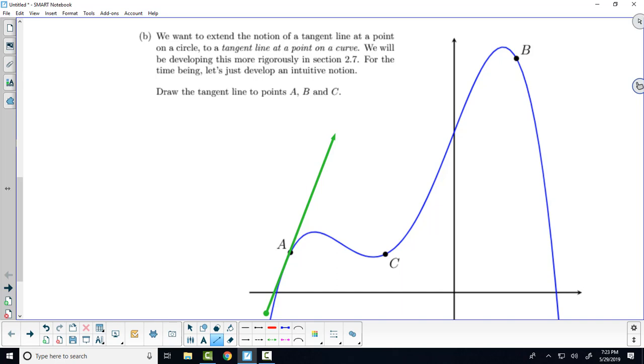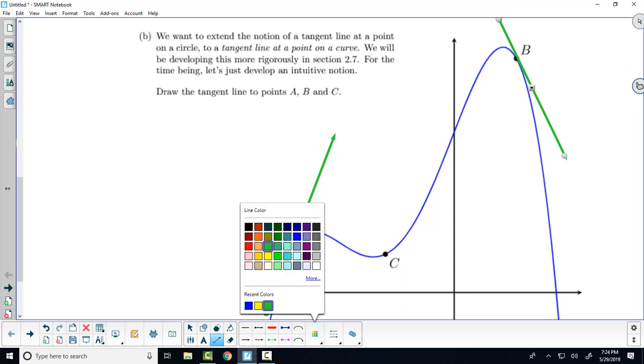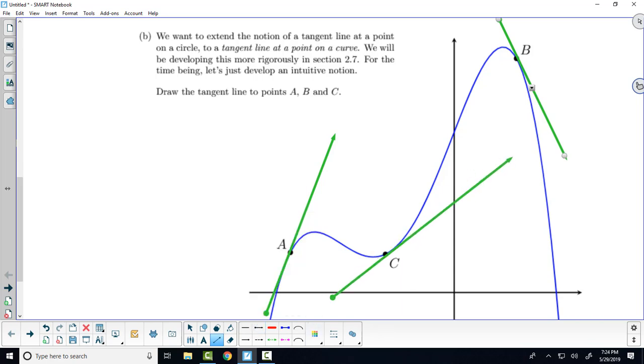Likewise, we can do the same thing here on B. And maybe something like, that's not quite right. Let's do it like that. There we go. Something like that, maybe. And then let's do one at point C. Maybe something like that.